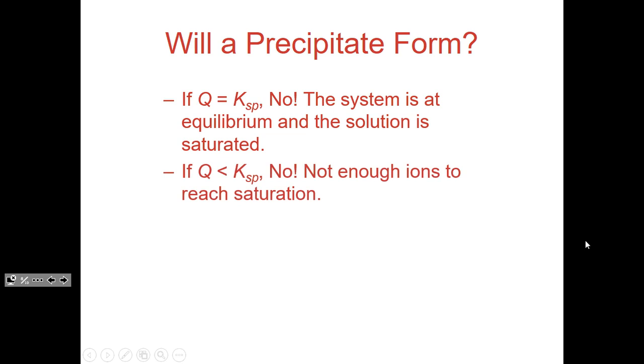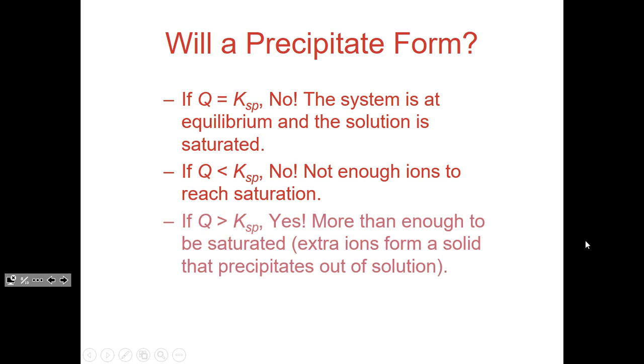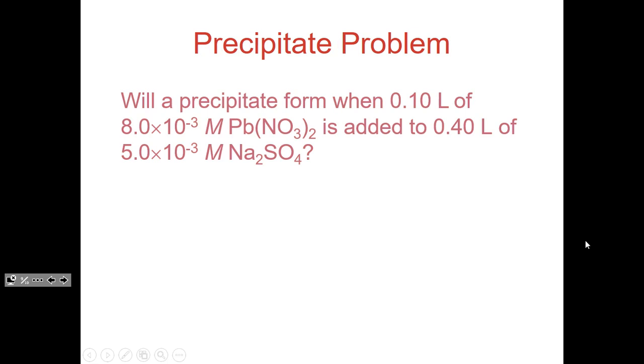So if we have too few, Q is less than K, and no, we don't get a precipitate because we didn't have enough ions to reach saturation. But if Q is greater than the Ksp, then we had more than enough ions, we reached a saturated solution, and the extra ions are going to precipitate out as a solid from the solution. So that's really what we're looking for, is how does Q compare to K? You get a precipitate if the Q is greater than the K. So an example of that would be this one.